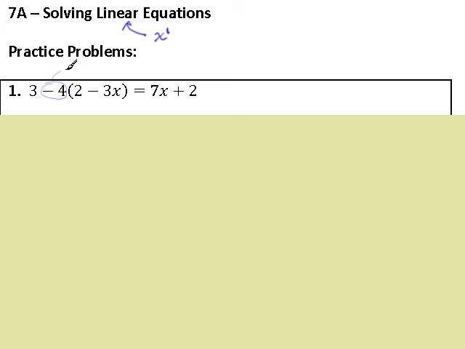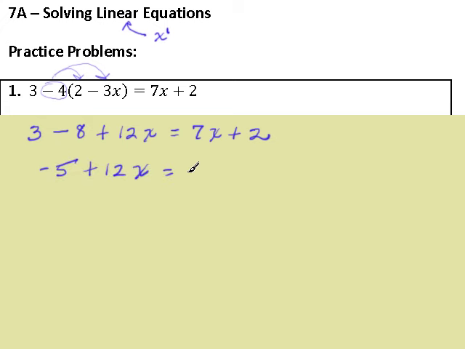All right, so we're going to just use the distributive law, multiply through. So we have 3, and here we have minus 4 times 2, minus 8. Then minus 4 times minus 3x, so that'll be plus 12x, is equal to 7x plus 2. Continue simplifying on the left, subtract 3 minus 8, so we have minus 5 plus 12x is equal to 7x plus 2. And now let's gather the x terms together, subtracting 7x from both sides.